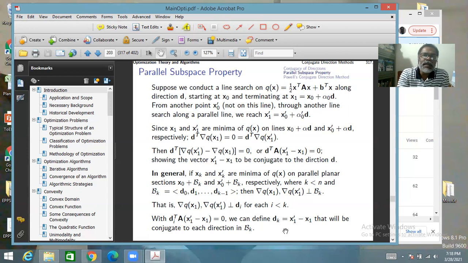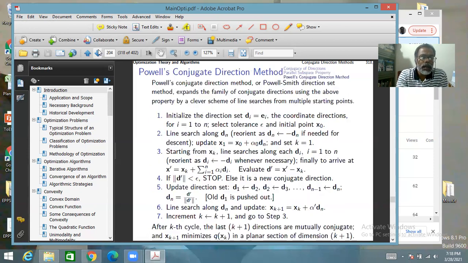And this is what Powell's conjugate direction method does, by a clever scheme of starting different line searches from different starting points. Make note that Powell's conjugate direction method is a direct method. It does not use derivatives. Inside we are talking about gradients and so on, but this method will not evaluate or use derivatives. It will do only line searches, only function evaluations.